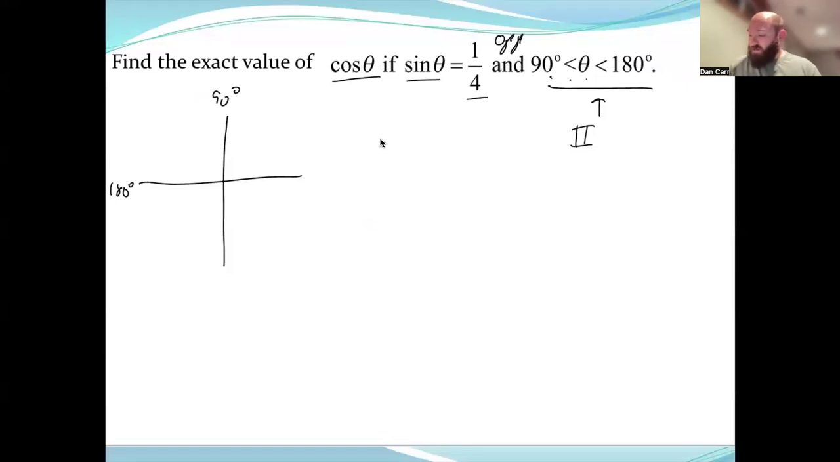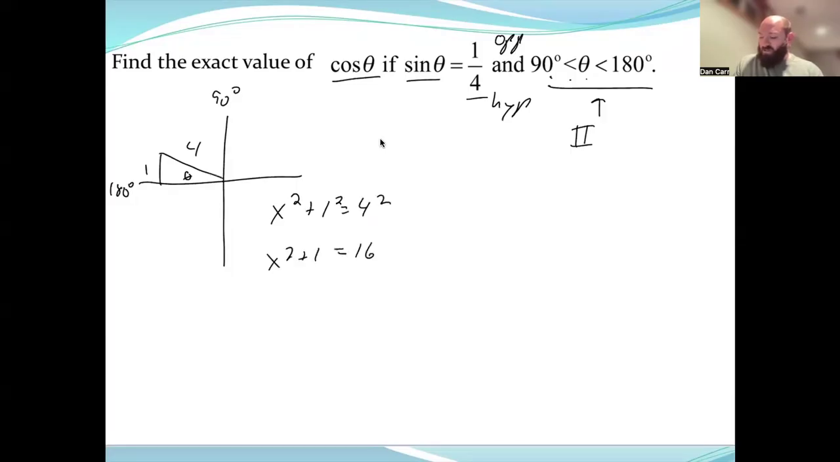Remember, this is sine, which is opposite over hypotenuse. So I want to label my triangle here with 1 and 4. The opposite side to theta there is 1. The hypotenuse is 4. So the next thing I need to do is find this missing side length. I'm going to call it x. So we have x squared plus 1 squared is equal to 4 squared. That's plus 1 is equal to 16. x squared is equal to 15. And then I square root. So x is equal to plus or minus root 15.